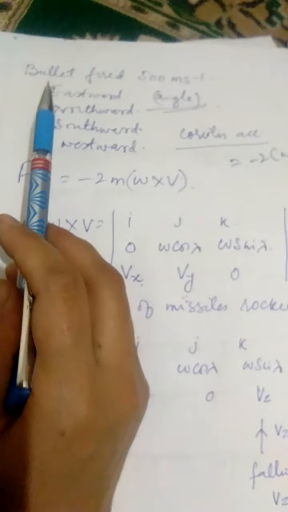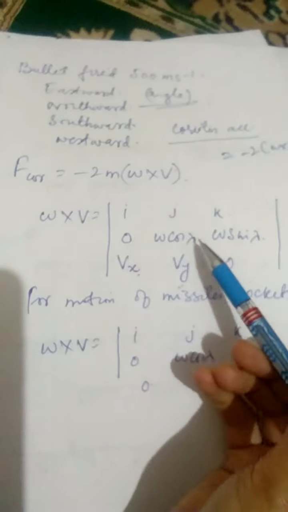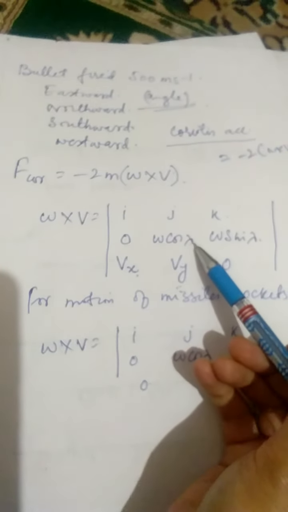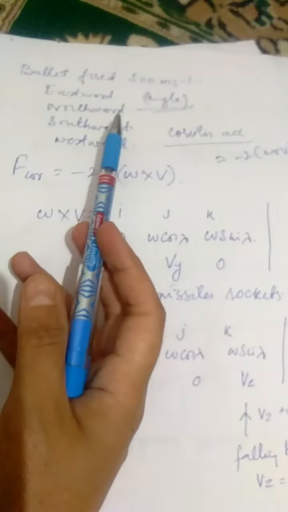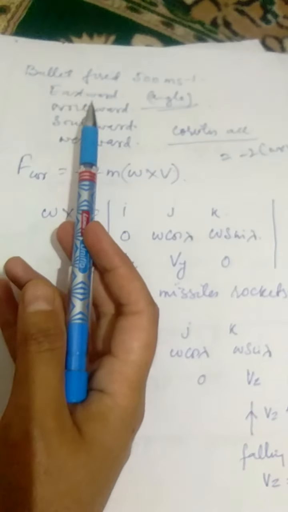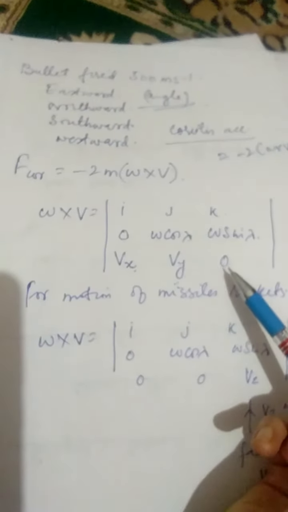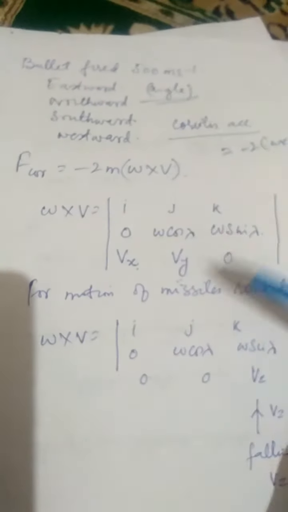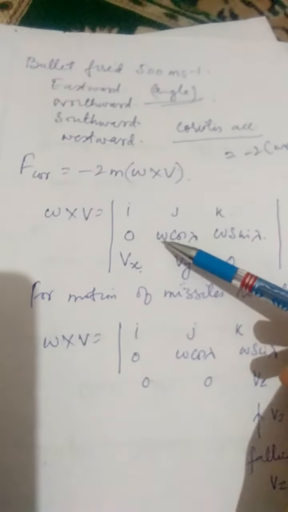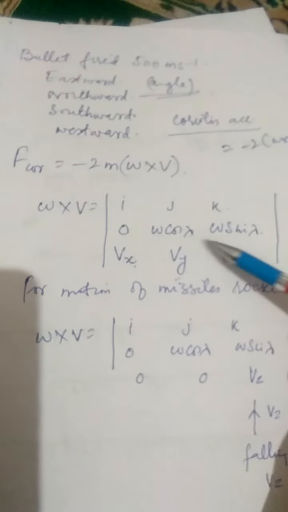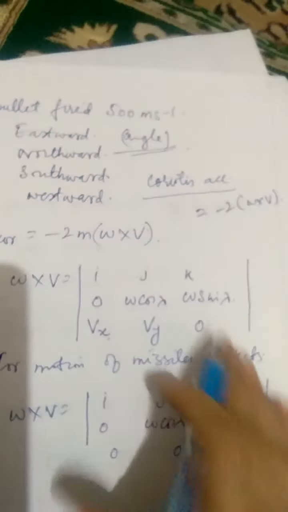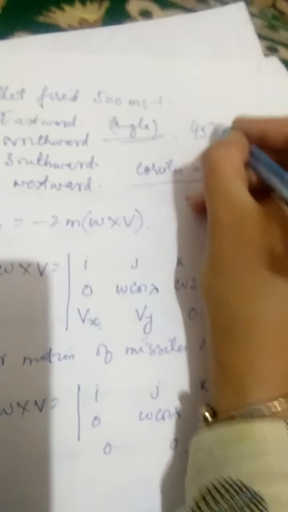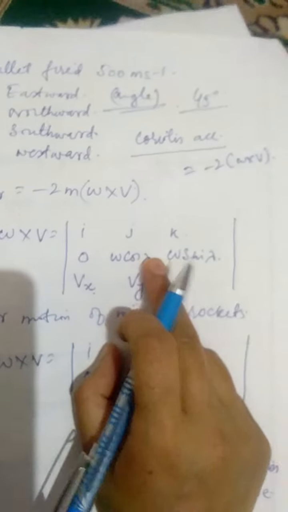You will be told in the question that the bullet has been fired at this much angle with respect to the horizontal, its velocity is this much, and it has been thrown in the eastward direction. So what is the value of the Coriolis acceleration? You can find it from this. Vx will be given a value, say 500. Vy will be given a value 0. Omega is 2 pi by 24 into 60. And lambda is how much? For example, the bullet has been fired at a certain angle, say 45 degrees. So lambda is 45 degrees. Cos 45 is 1 by root 2. Sin 45 is 1 by root 2. So you can find it.